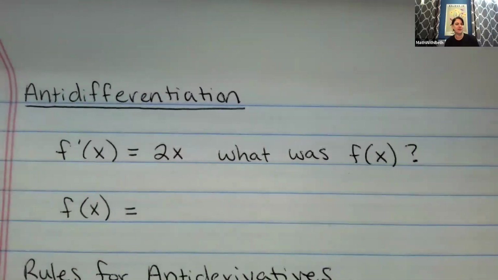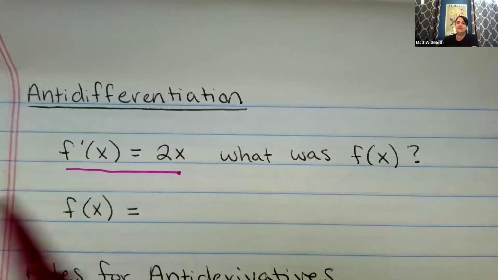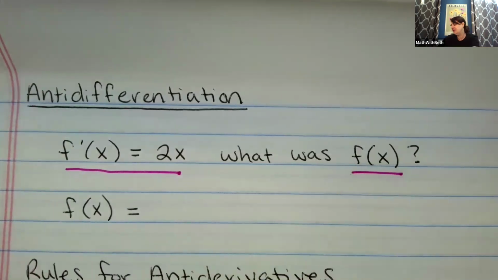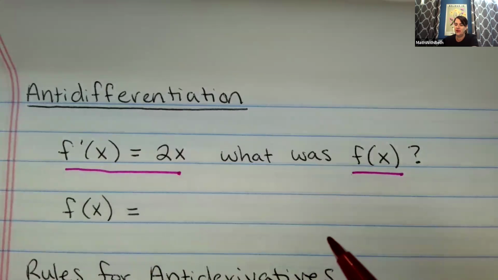Finding the antiderivative is the opposite of finding a derivative. So if you know what the derivative is, it's going backwards and finding what the original equation must have been. For some of these, you can think through what could possibly work, but obviously there are going to be rules that help us do all different kinds.